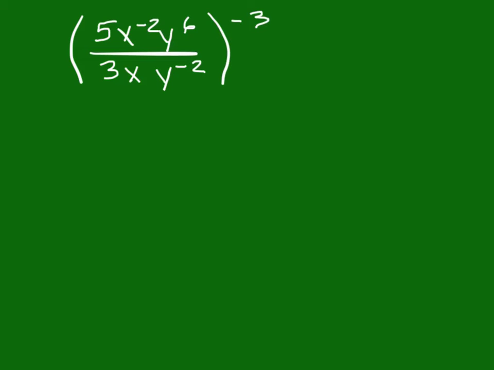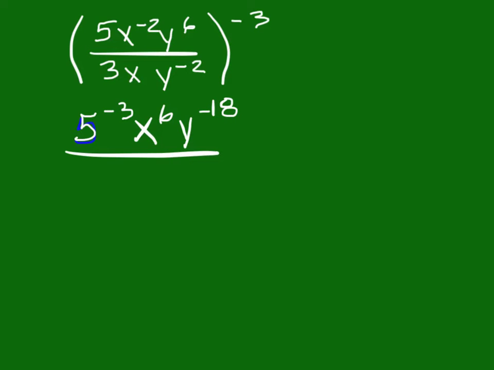For your solution here, you need to start off with, actually with a white marker, 5 to the negative 3rd, x to the positive 6th, y to the negative 18th, over 3 to the negative 3rd, x to the negative 3rd, y to the positive 6th. And now you have to simplify.